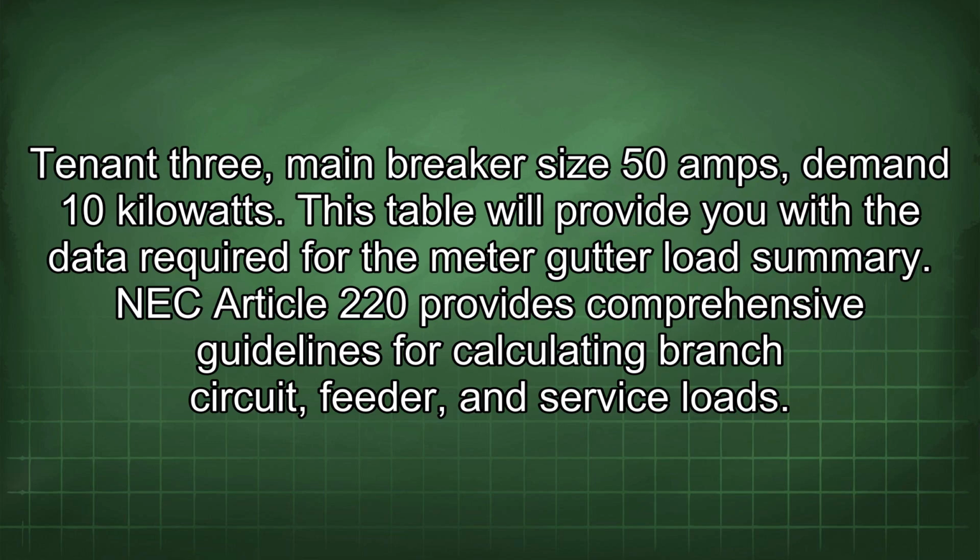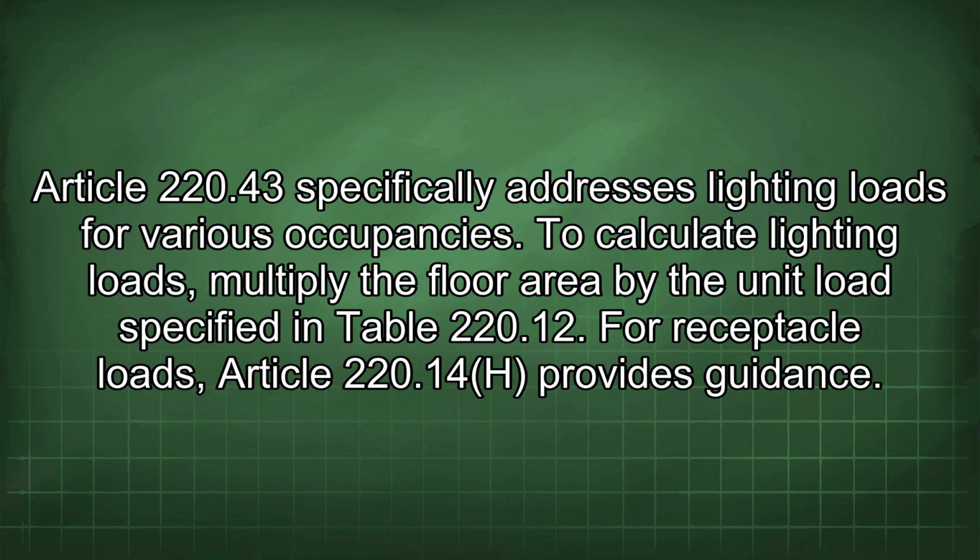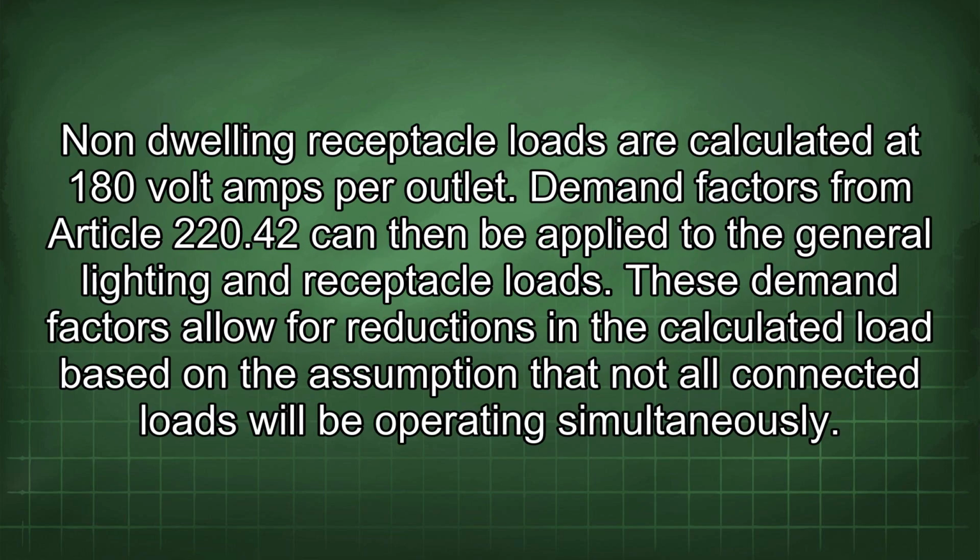NEC Article 220 provides comprehensive guidelines for calculating branch circuit, feeder, and service loads. Article 220.43 specifically addresses lighting loads for various occupancies. To calculate lighting loads, multiply the floor area by the unit load specified in Table 220.12. For receptacle loads, Article 220.14(H) provides guidance. Non-dwelling receptacle loads are calculated at 180 volt-amps per outlet. Demand factors from Article 220.42 can then be applied to the general lighting and receptacle loads.